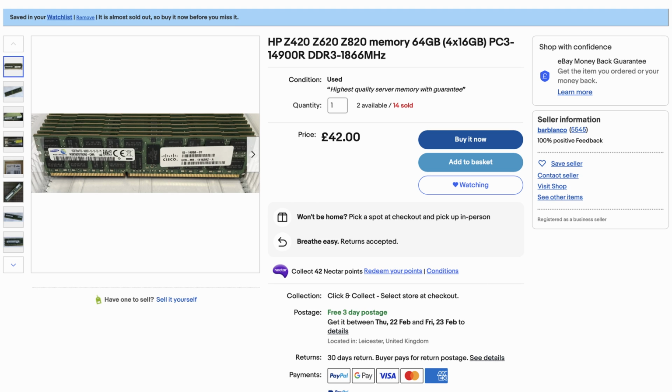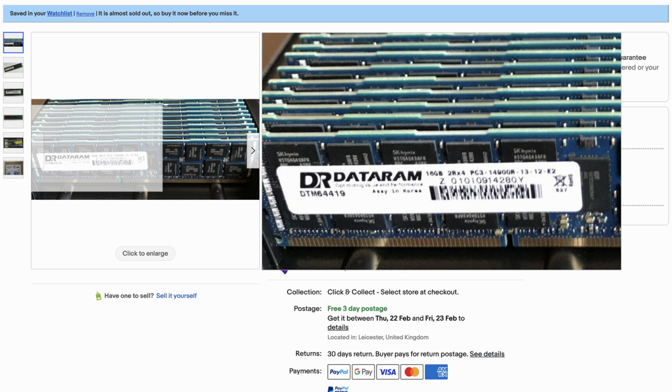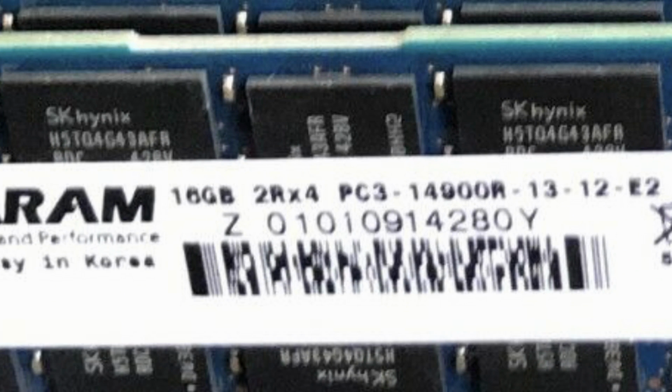It's 1866 megahertz DDR3 and it's ECC registered. That's important. The Mac Pro is a workstation, so it has ECC RAM. The other option I found was a brand I'm not particularly familiar with, Data RAM. But if you look at the chips in the background, you can see they're SK Hynix chips. And I'm fairly certain that Apple used SK Hynix RAM in their own branded RAM on many occasions. So I'm quite happy that that's good quality RAM.